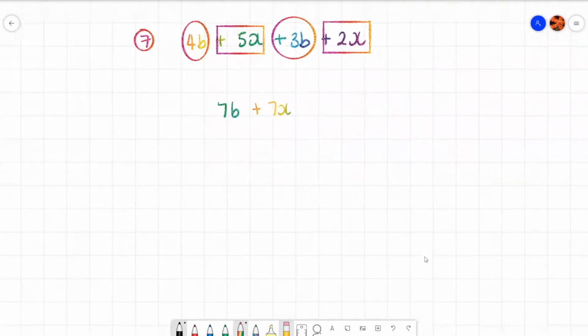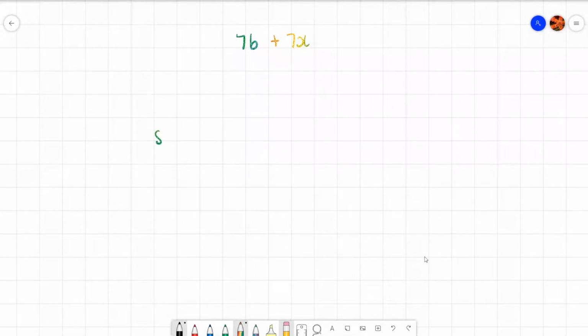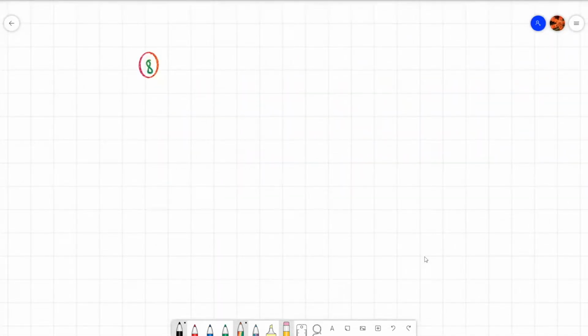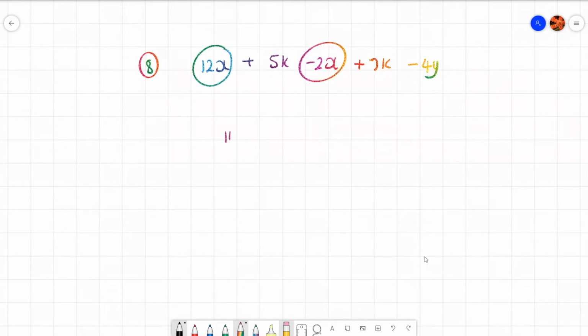Okay. So look at a few more. Example number 8. Okay, let's have a look at 12x + 5k - 2x + 7k - 4y. So again, box and circle the letters. So I've got 12x minus 2x, which is 10x. Then I've got 5k plus 7k, which is +12k. And then I've got a minus 4y at the end.